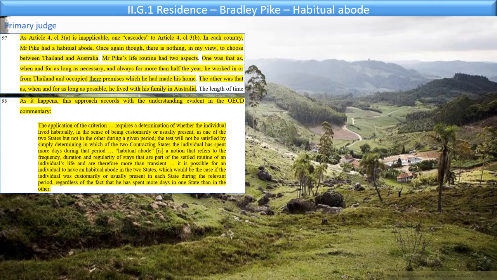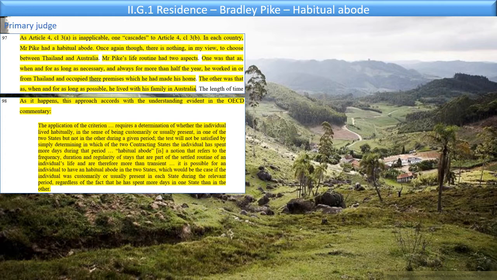Okay, so this is something I haven't thought about before, but it's interesting to me, saying that habitual abode is not simply a matter of comparing the days. It again is, as we said earlier, with regard to interpreting impermanent, one needs to look at intention, right? So the judge goes on to quote the OECD and says habitual abode is a notion that refers to the frequency, duration, and regularity of stays that are part of the settled routine of an individual's life and are therefore more than transient. It is possible for an individual to have an habitual abode in both states, which would be the case if the individual was customarily or usually present in each state during the relevant period, regardless of the fact that he has spent more days in one state than in the other.